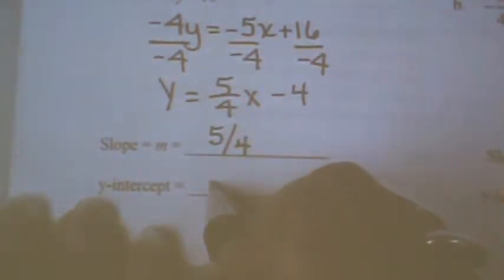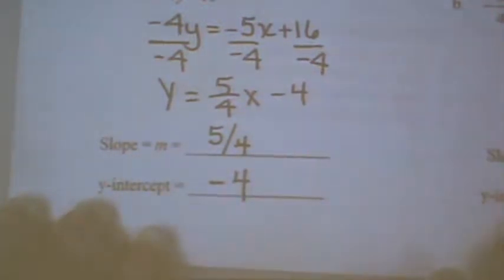Tell me what the slope is. 5 over 4, I heard. And what's the y-intercept? Negative 4. Beautiful.